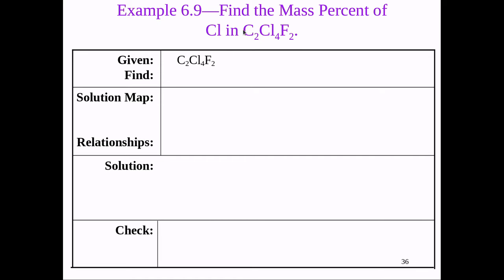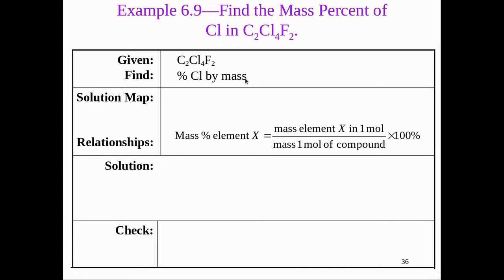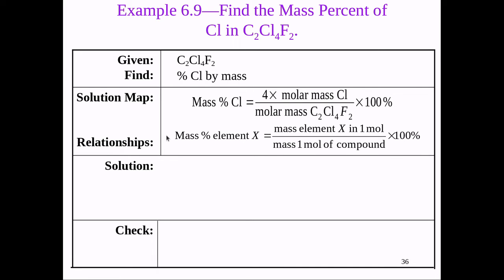So let's take a look at a problem here and see what we're going to do. We're being asked to find the mass percentage of chlorine in C2Cl4F2. So we're given just a formula in this case, and we're asked to find the percent of chlorine by mass. So we know the definition of percent mass, but we still need to figure out our solution map.